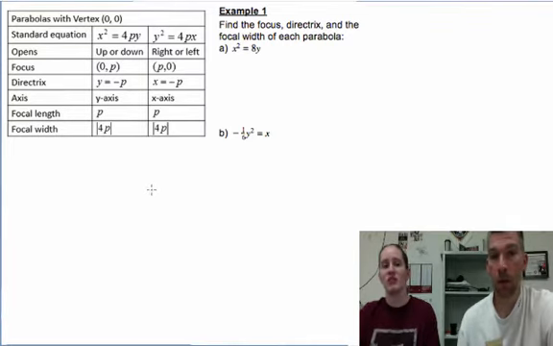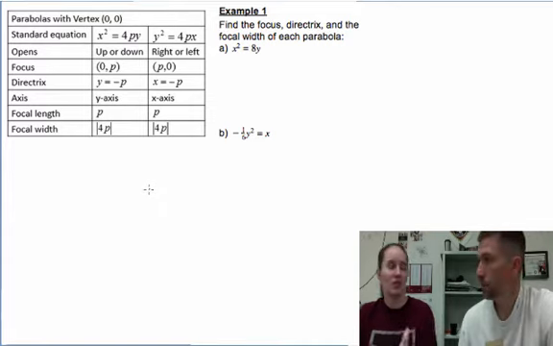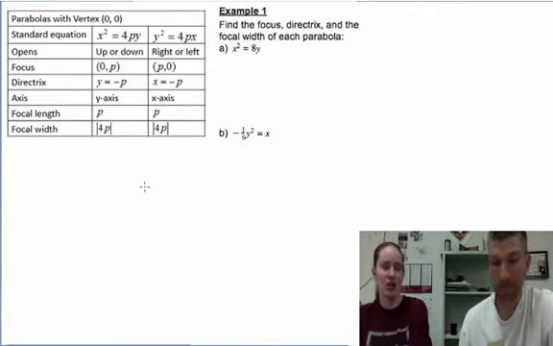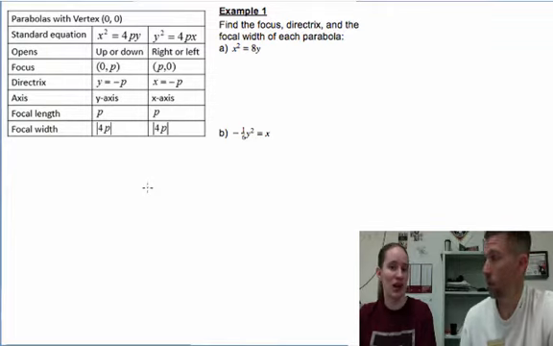So let's first start off talking about parabolas with vertex 0, 0. When we talked about parabolas at the beginning of the year, we were only talking about functions, which are y equals some sort of x squared. And now we're talking about all parabolas, so they might not be functions, which means we could have y squared or x squared or some sort of combination. Not combination. That wouldn't be a parabola. Not yet.